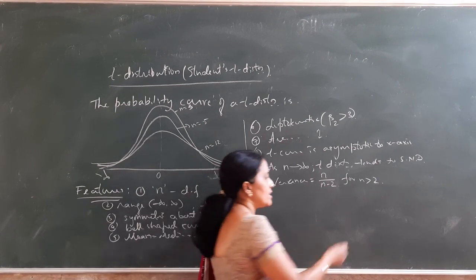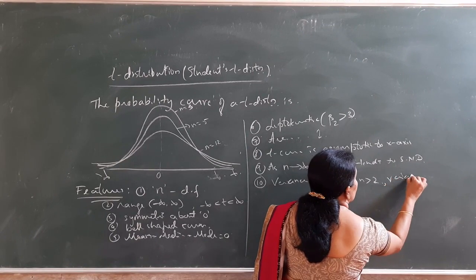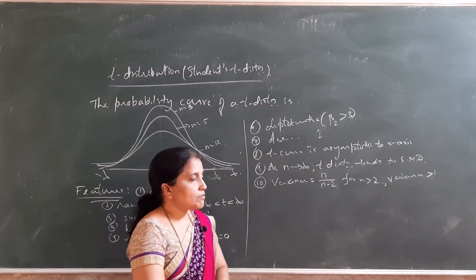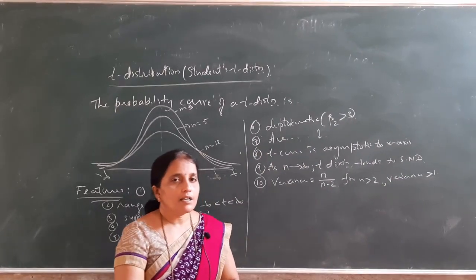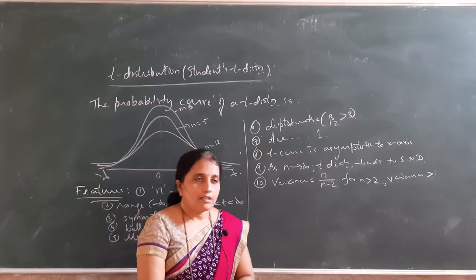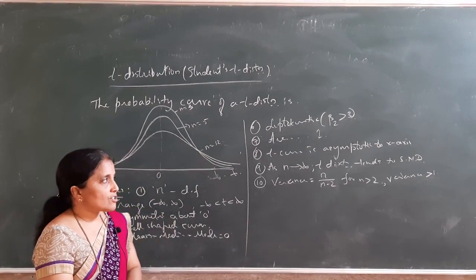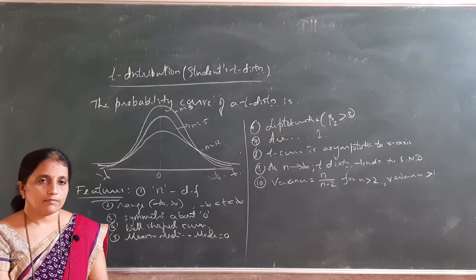You can observe here that variance is always greater than 1. In a t distribution, variance is always greater than 1. These are the features of the t distribution. All of these can be asked for 1 mark.